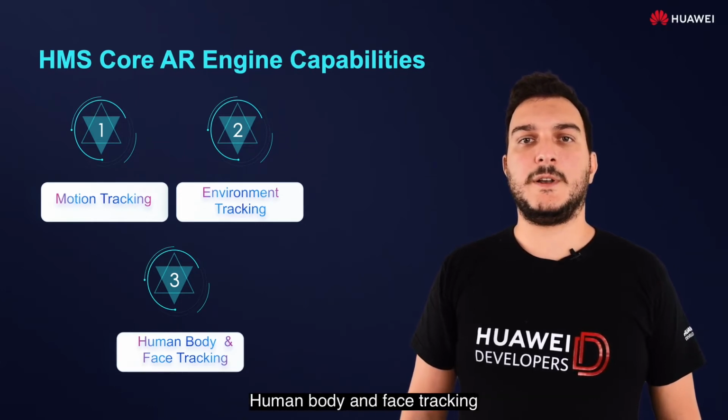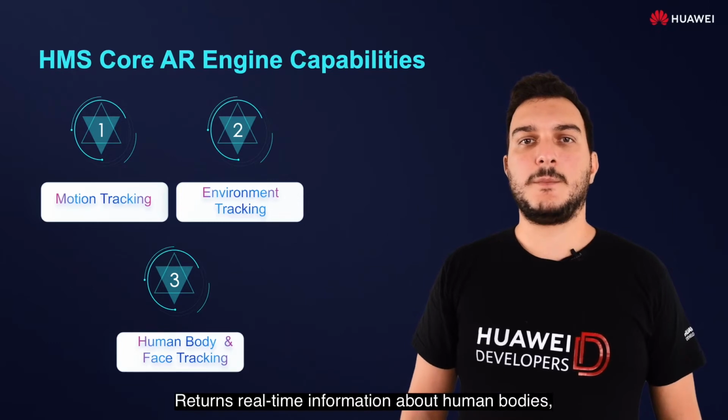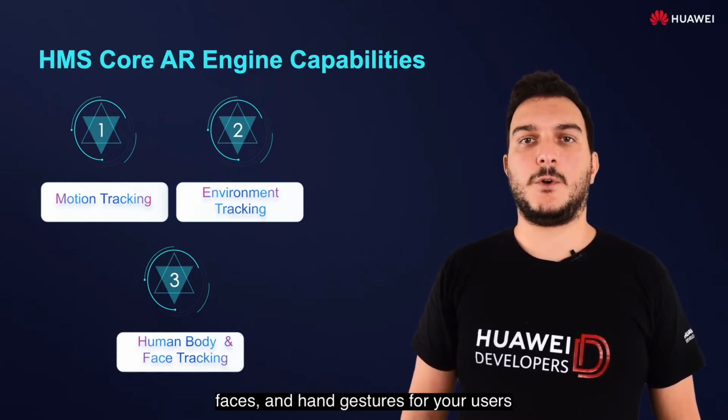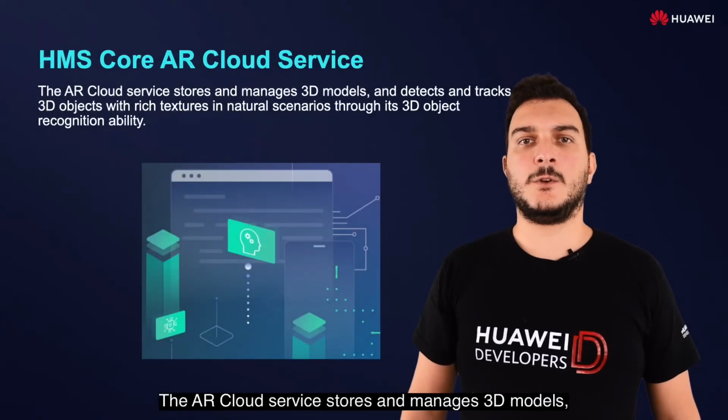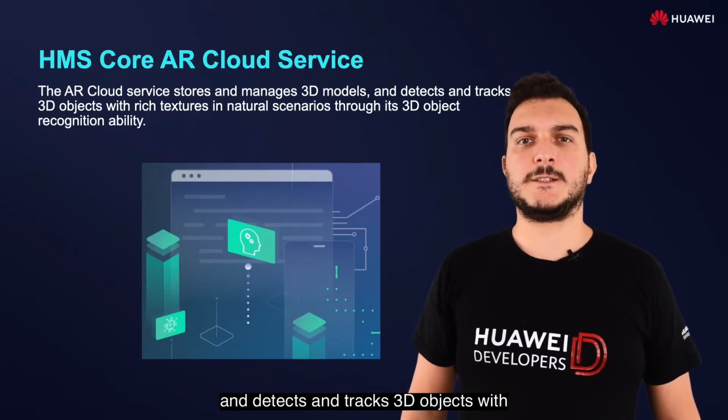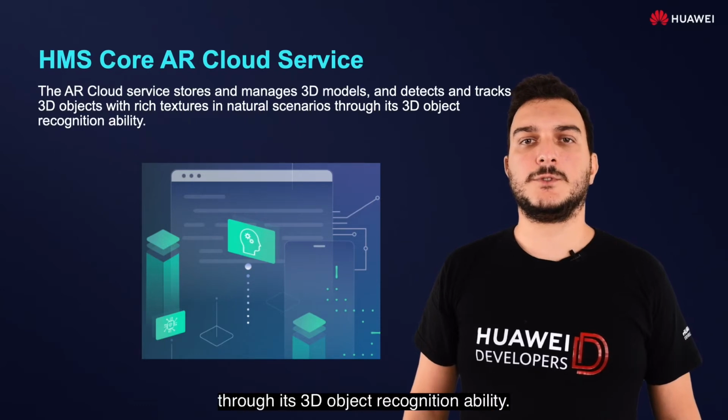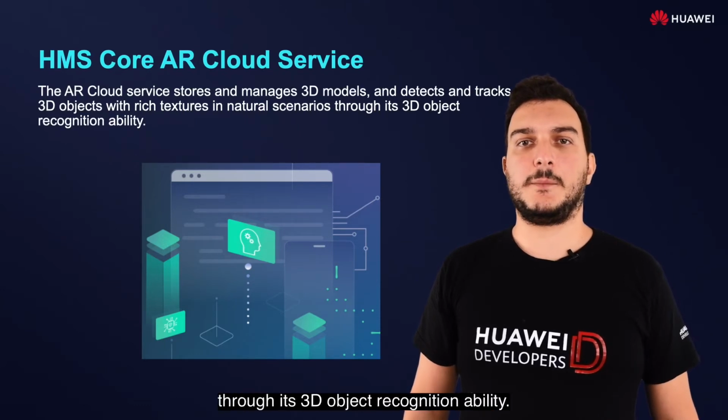Human body and face tracking returns real-time information about human bodies, faces, and hand gestures for your user to interact with virtual objects. The AR Cloud service stores and manages 3D models and detects and tracks 3D objects with rich texture in natural scenarios through a 3D object recognition ability.